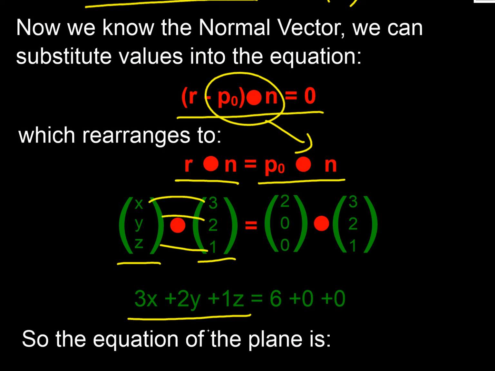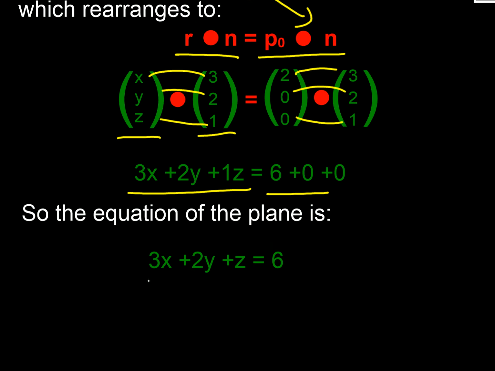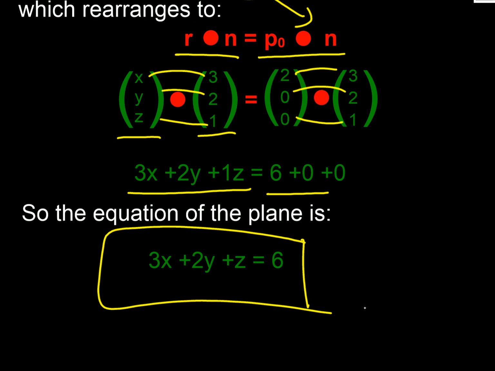On the right-hand side, I'm going to get my values from P0. And if I dot those, I'm going to have 3 times 2, 0 times 2, and 0 times 1. So I get 6 plus 0 plus 0. So the equation of my plane is 3x plus 2y plus z equals 6. So that was a pretty quick way of doing it, wasn't it? Finding that using the cross product, because we just found two vectors in the plane, and we cross producted them and went from there.